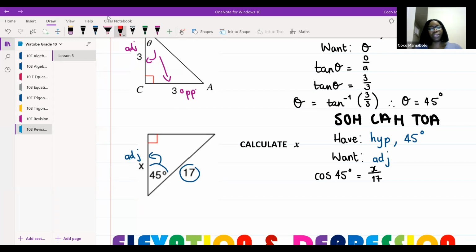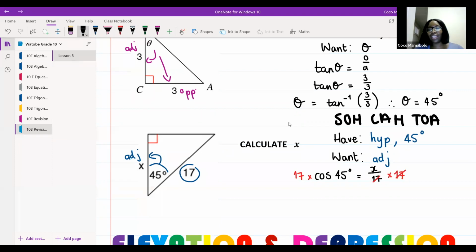If I want to get rid of divide by 17, I need to multiply by 17. And whatever I do on the right-hand side, I also need to do on the left-hand side. So I'm going to multiply the side by 17 as well. Now 17 divided by 17, those two will cancel and they will give us 1.